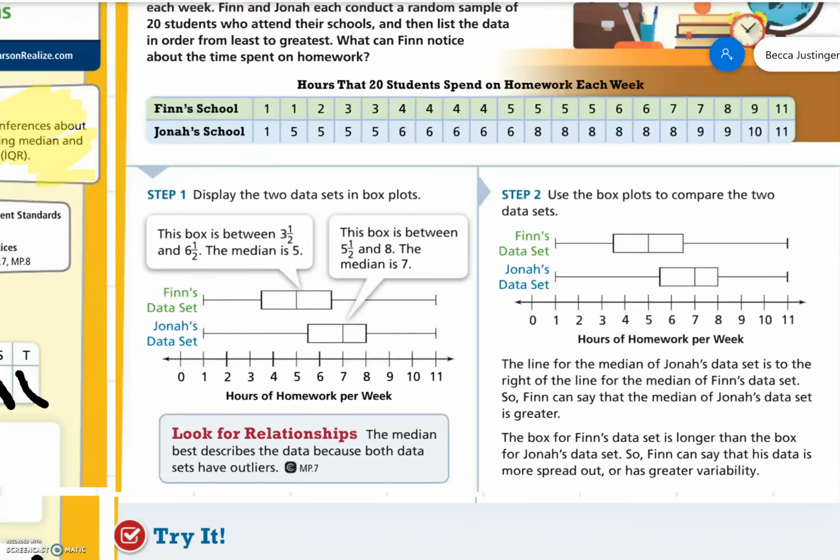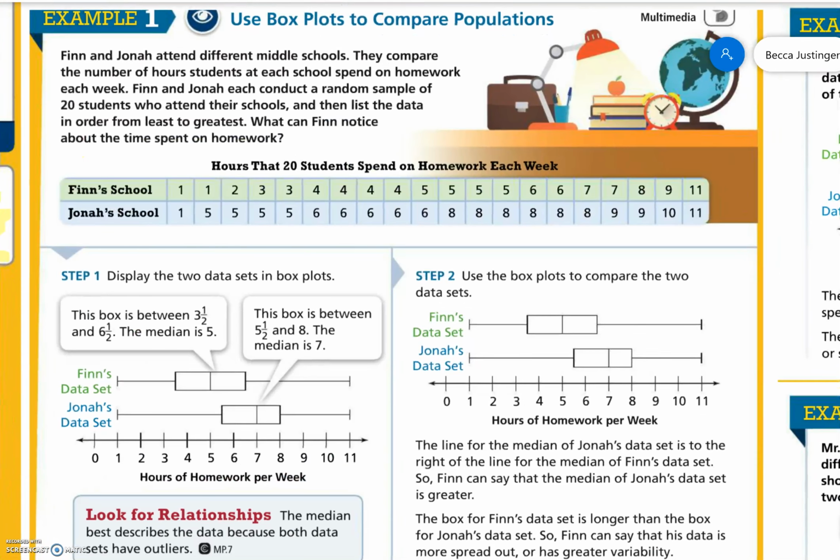All right, example number 1. Use box plots to compare populations. Finn and Jonah attend different middle schools. They compare the number of hours students at each school spend on homework each week. Finn and Jonah each conduct a random sample of 20 students who attend their schools, and then list the data in order from least to greatest. What can Finn notice about the time spent on homework?